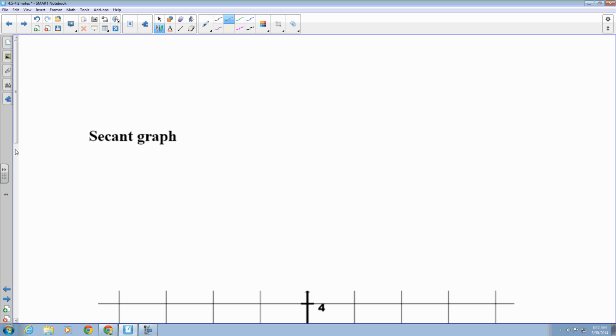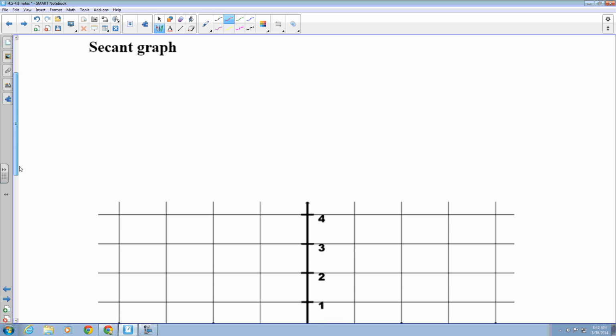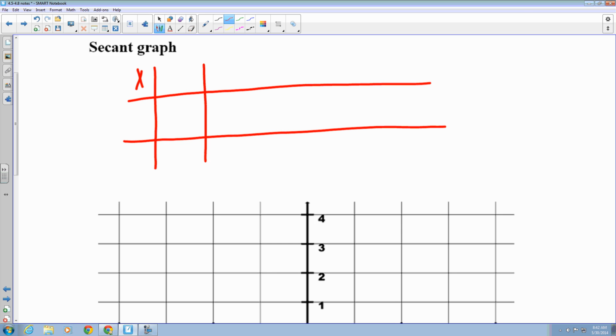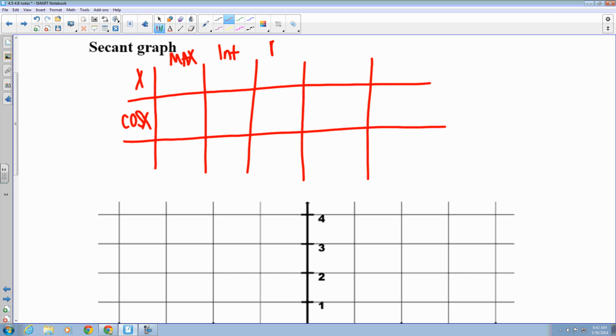And secant will be last. So we're going to go through and graph cosine and then graph secant off of cosine. It's always what you're going to do. Even if there's translations, you're going to go through with those translations of cosine to graph the secant. Cosine starts at a max and ends at a max. 0 to 2 pi.